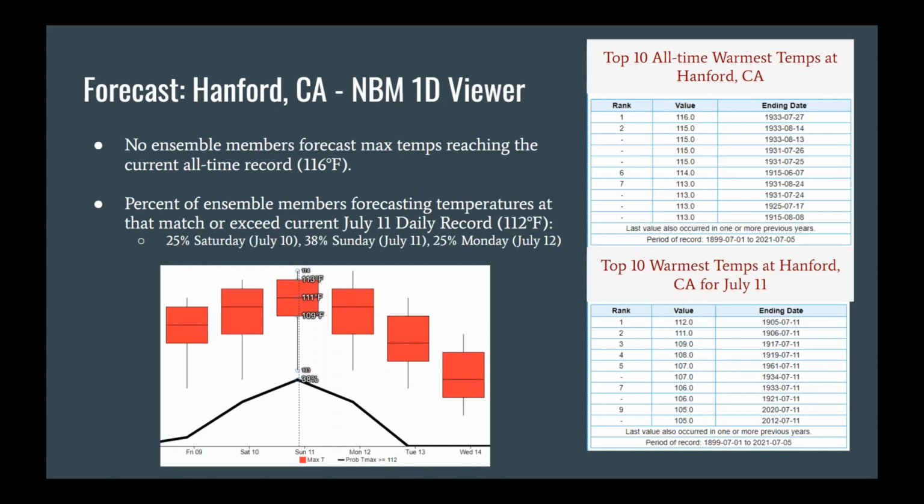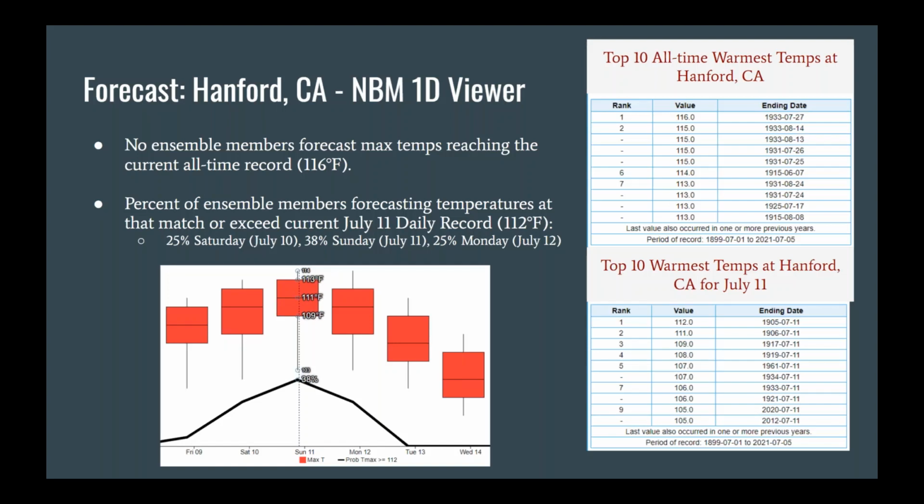So Hanford, the max temperature at that location, the all-time warmest temperature, is 116 degrees, and no ensemble members are forecasting that max temperature. So it's above the 99th percentile. It doesn't look like there's going to be an all-time record set. However, there does look like there is a chance for daily records to be set. You can see this below.